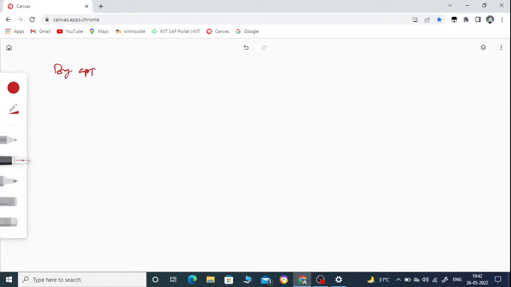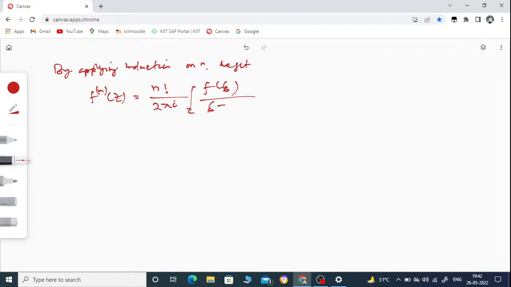Now if I go to the next page, by applying induction on n, we get the nth derivative of f at z will be n factorial divided by 2 pi i integration over c of f of j divided by j minus z to the power n plus 1 dj, or you can say this is integration over c.